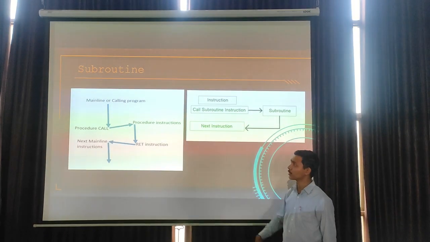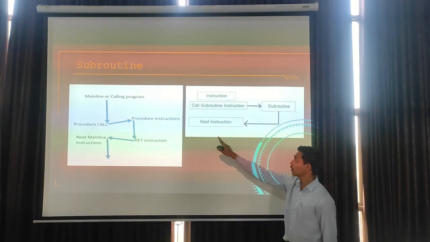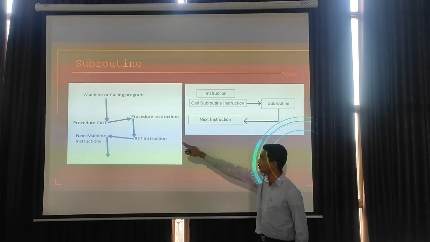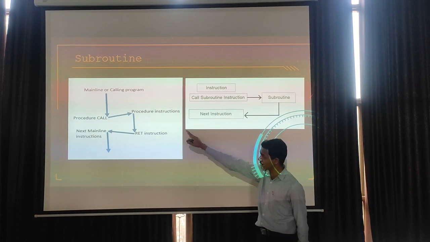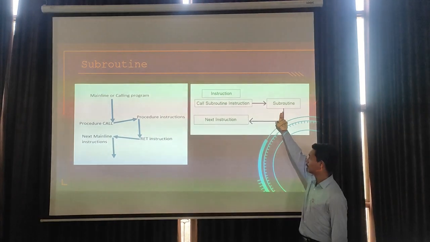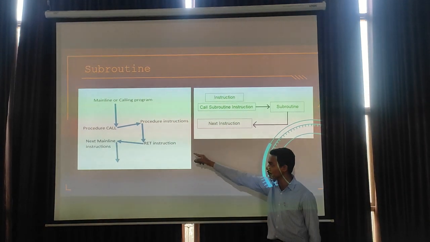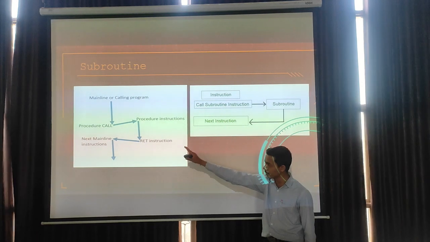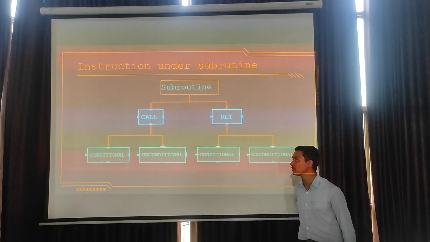This is the structure of a subroutine, where a mainline program is there, which is the calling program, and there is a procedure call. When the call procedure is executed, the program flow is diverted from the main program to the subroutine program. After performing the subroutine task, when the return instruction is performed, the flow of the program returns to the mainline program, and the instructions after the call in the mainline program are executed.